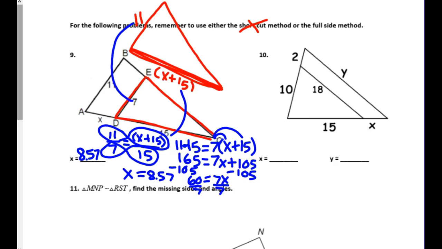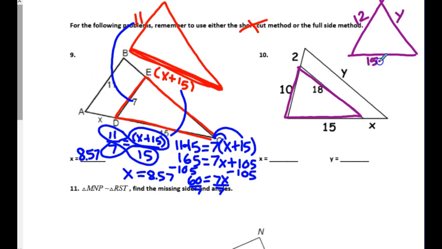All right, on number 10. So again, you got to be careful on this one, okay? So you got this triangle that's got 10, 15, and 18, and that's cool. I'm going to redraw the big triangle. So on the left side, I got 10 and 2, so this is going to be 12. On the top right, it's going to be just y. And on the bottom, it's going to be 15 and x together. That's 15 plus x, right? So 10 goes to 12, 18 goes to y, and then 15 goes to 15 plus x.